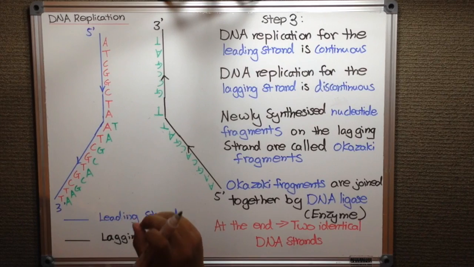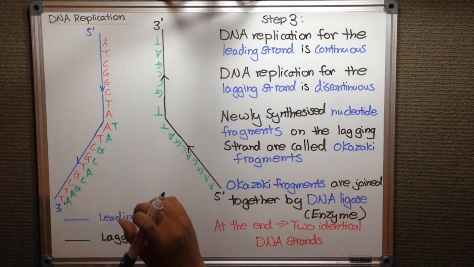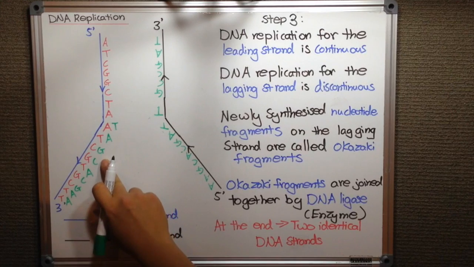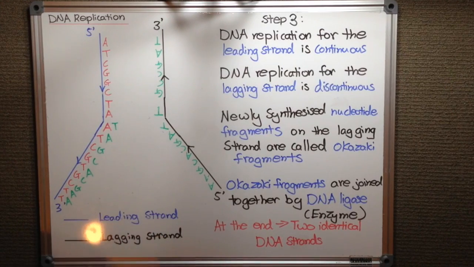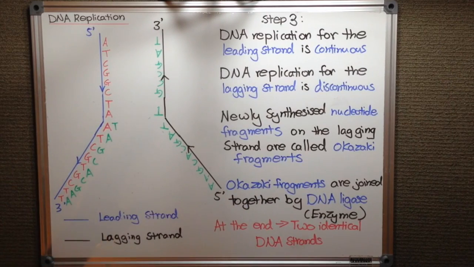So as you can see, for the leading strand, it is really easy to add up because we can read it in a very smooth way. We don't have to do anything with it, so we just read it, and so the replication process is continuous. However, the DNA replication for the lagging strand is discontinuous.